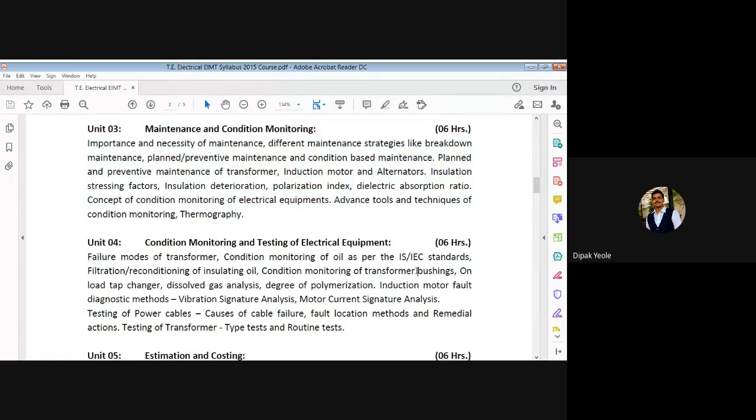So we have to do the condition monitoring for the transformer bushing. And there is one interesting concept in the power system called an on-load tap changer.